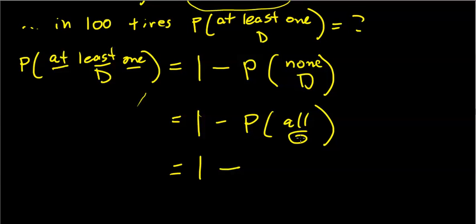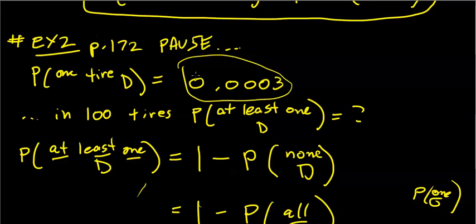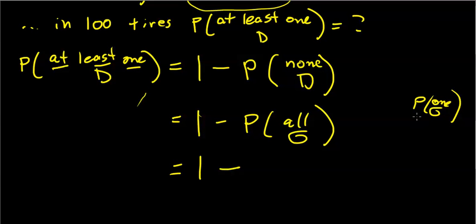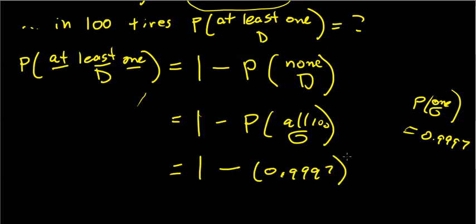Well, what's the probability that one is good? Well, that's going to be our 0.0003 taken away from 1, and I get 0.9997, right? So the probability that all 100 of the tires are good, by the multiplication rule, and assuming independence of being good in any given tire, is going to be 0.9997 raised to the 100th power.